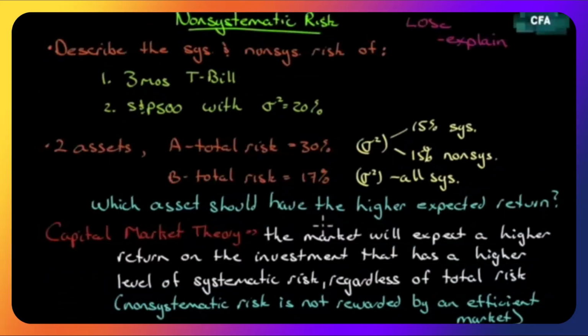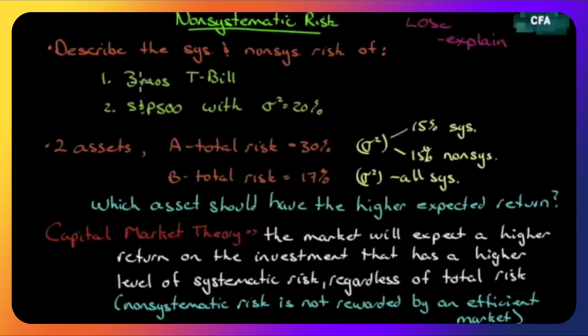Before we go, let's make sure we have a good understanding of what we're talking about here. Describe the systematic and non-systematic risk of these two assets. Number 1, a 3-month T-bill. What is the systematic and non-systematic risk? Well, what is a 3-month T-bill really? That's a risk-free asset. It's sold at a discount and matures at par. What is the variance of a risk-free asset? Zero. So what type of systematic risk does it have? None. What type of non-systematic risk does it have? None. So it would have none.